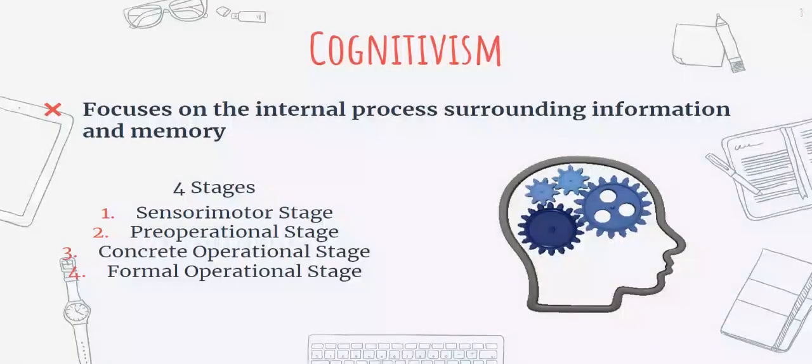Next would be cognitivism theory, which focuses on the internal processes surrounding information and memory. It focuses on how information is received, organized, and stored in the mind. There are four stages, and these aren't necessarily educational stages, more maturity stages. The sensory motor stage, I believe, is from 0 to 2 years old. The pre-operational stage is from 2 to 7. The concrete operational stage is 7 to 11, and the formal operational stage is 11 years old through adulthood.